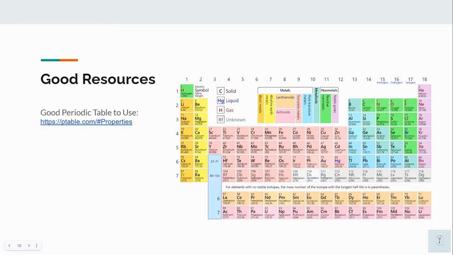So some good resources to use. ptable.com has a really good periodic table because it allows you to interact with it, and the periodic table on their website displays all types of properties for different elements.